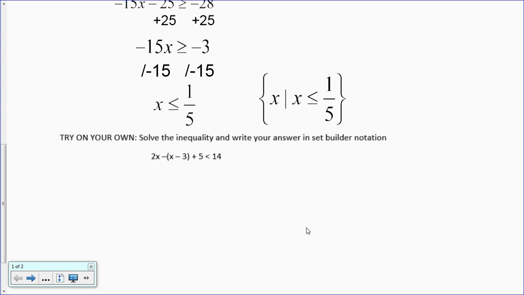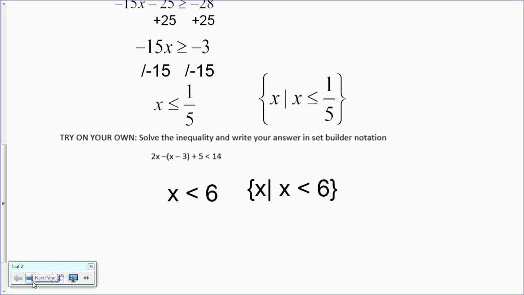Okay, so hopefully that wasn't too hard. The answer you should have gotten for this one, let me see if I can find it. There you go. x is less than 6. Okay, you had to distribute this negative sign, which is like a negative 1 being multiplied with parentheses, to the x and the negative 3, giving you 2x minus x plus 3 plus 5, where the x's would be combined to be a 1x, and the constants would combine to be an 8, and then you just solve it like a 2-step equation, or rather a 2-step inequality. As set builder notation, it's just the set of x such that x is less than 6.